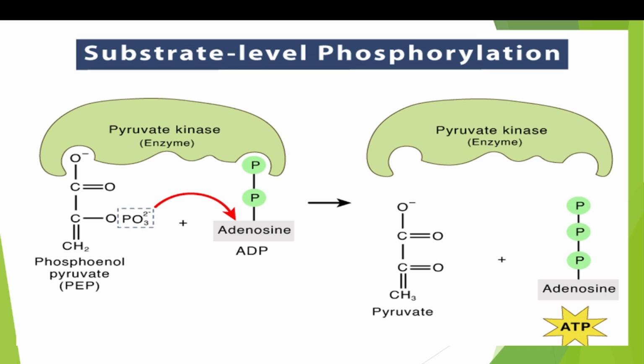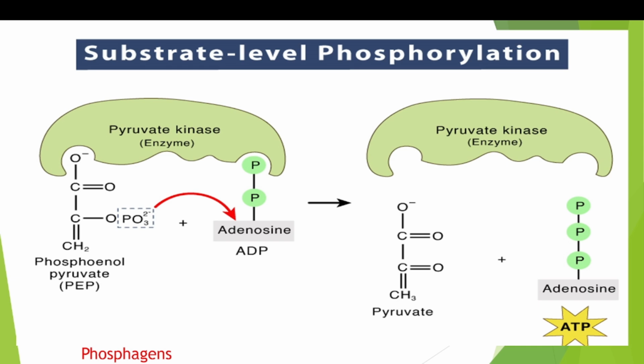Whenever ATP production takes place without the electron transport chain, that method is known as substrate level phosphorylation. And the molecules which can directly generate ATP without undergoing the electron transport chain are called high energy molecules. The high energy molecules are also called phosphogens. So phosphogens directly generate ATP without undergoing the electron transport chain.